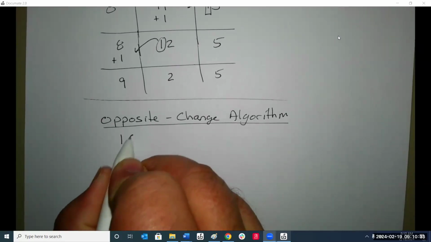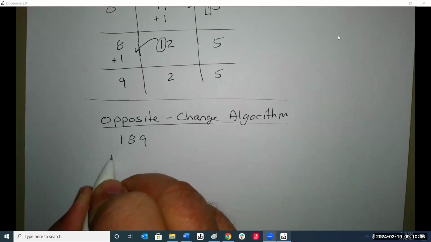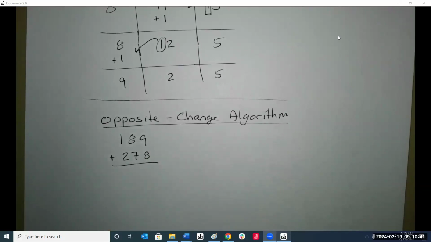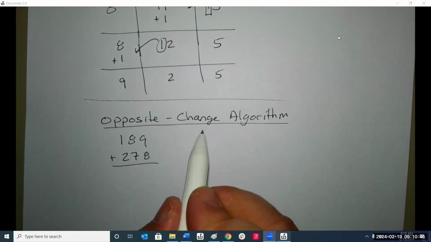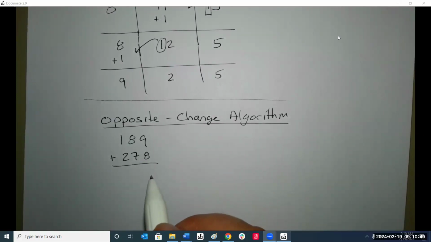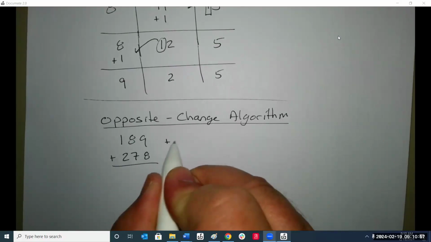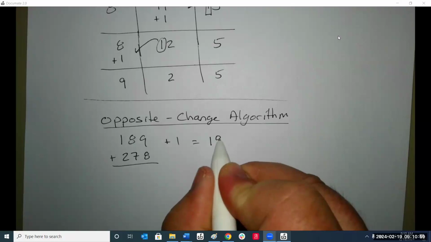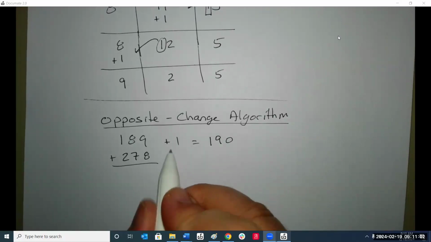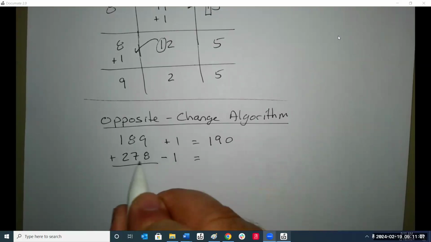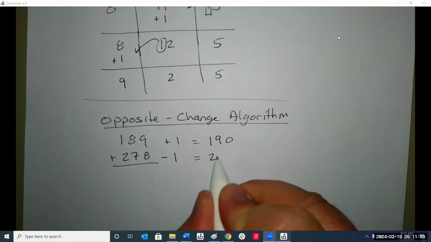So we had 189 plus 278. The objective here is look at these two numbers. Which one can we round up to an even number? So if we had this one and we added 1, then we had 190. Since we added 1 there, we've got to subtract 1 there because it's got to come out the same at the very end. So 278 minus 1 is 277.